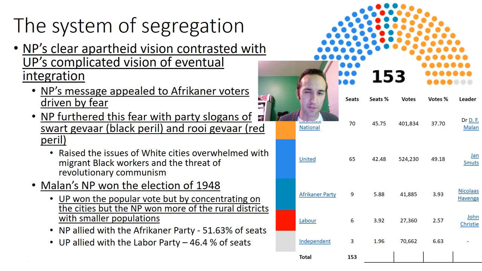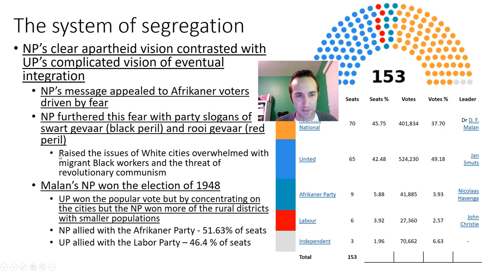Whereas the United Party's platform is very complicated, saying, hey, maybe one day we can work towards integration. We're not sure how we're going to get there. It's going to be complicated, but we'll be better if we can unite. And so this vision of fear, it's going to win. And it appeals to Afrikaner voters driven by that fear. And they play up on that. And so they play up with party slogans of Swart Gevaar, the black peril, and Rooi Gevaar, the red peril.